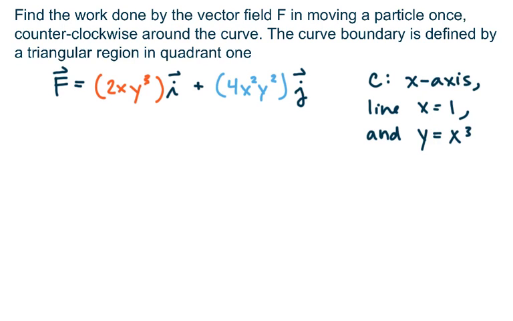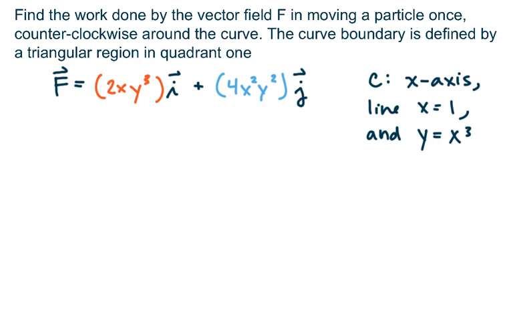In this example, we're going to find the work done by the vector field F. F is defined as 2xy cubed i plus 4x squared y squared j. And we're going to move a particle once counterclockwise around the curve. The curve boundary is defined by these functions, which create a moderately triangular region in quadrant 1.